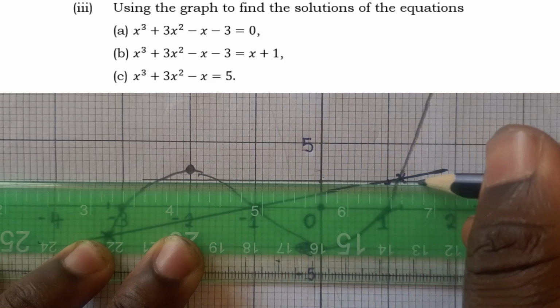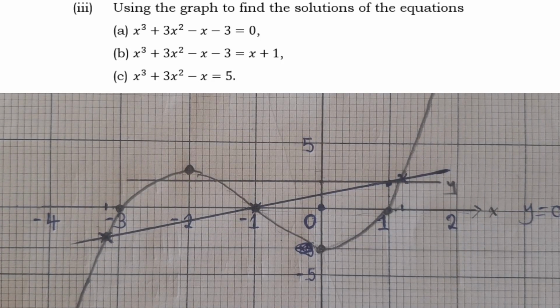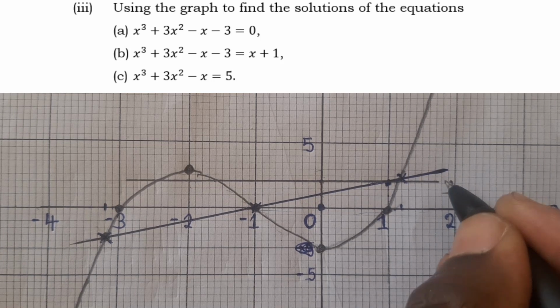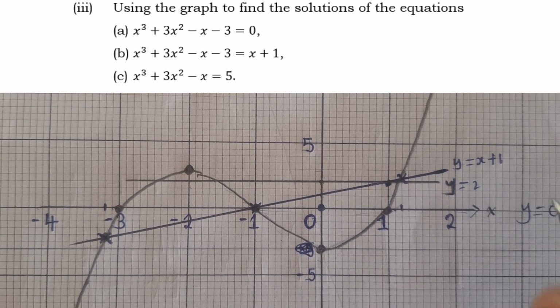And then this is y is equal to what? Here's my pen. You can even be indicating. It's important that you indicate that this is y is equal to 2, while this one is y is equal to x plus 1. Fine.